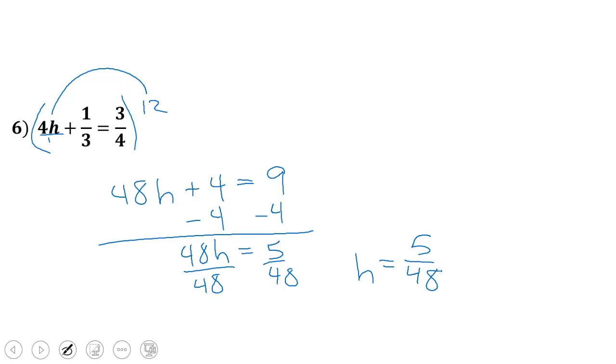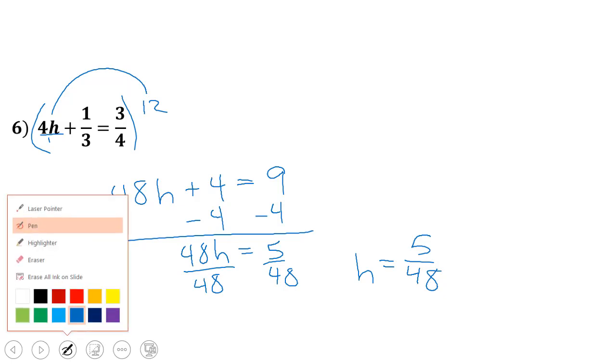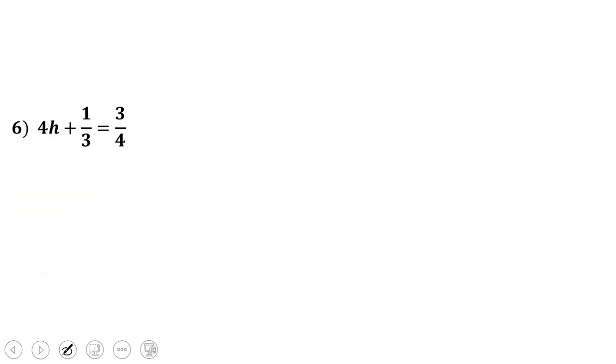I'm going to show you real quickly how I would do it and what the answer would be if I did it using the fraction. So if you need to write this down, you better pause because I'm erasing it now. So in 4h plus 1/3 is equal to 3/4, I would subtract 1/3 from both sides first to start isolating my variable. That would give me 4h is equal to, well, 3/4 minus 1/3.